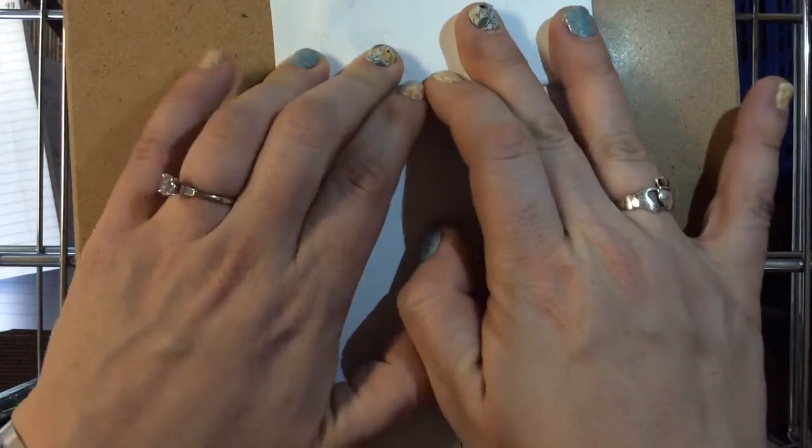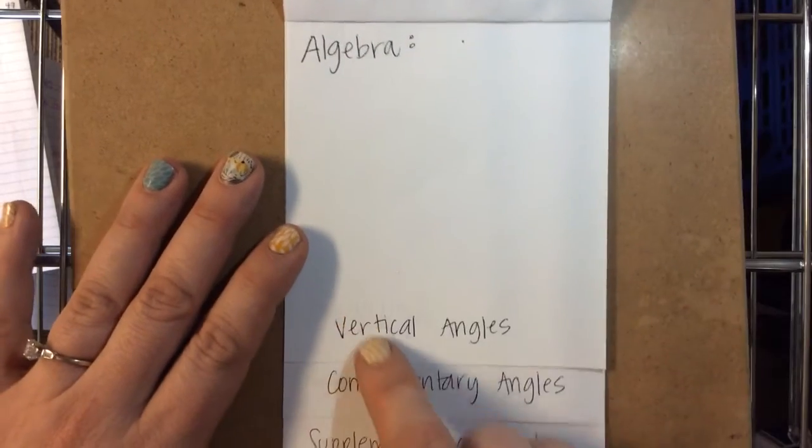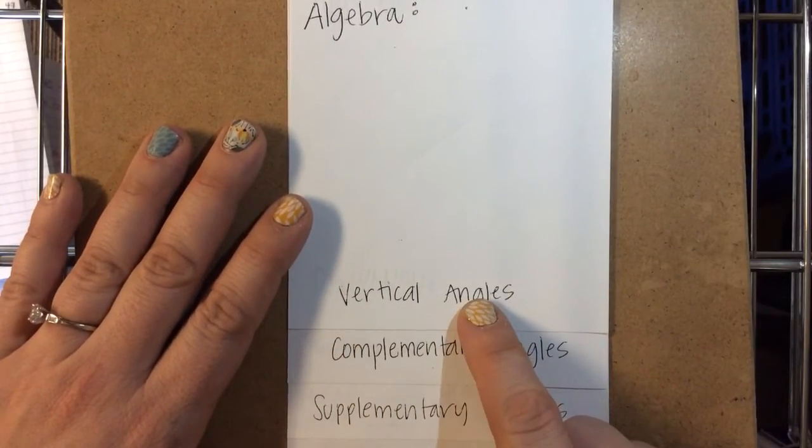Let's turn the page, flip open one page. We're now on to vertical angles.